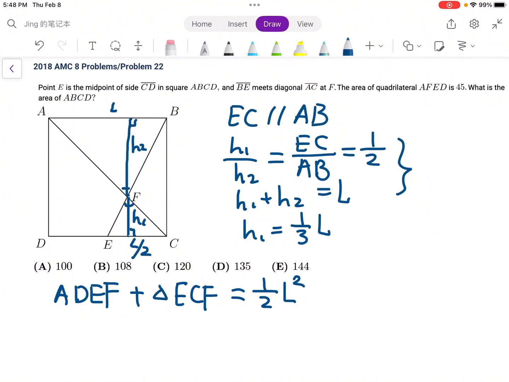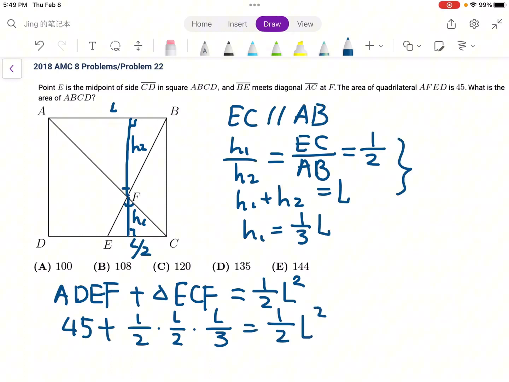And that means ADEF is 45 plus ECF, whose area is 1/2 multiply EC, which is L over 2, and the height H1, which is L over 3. It equals 1/2 L squared. And that means 5 over 12 L squared equals 45, and L squared equals 108.